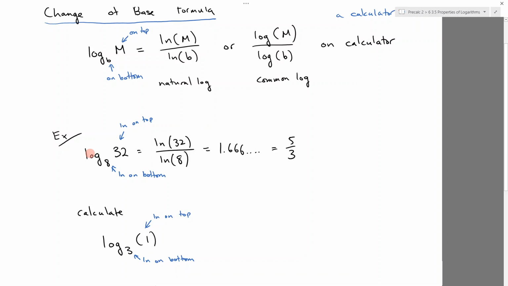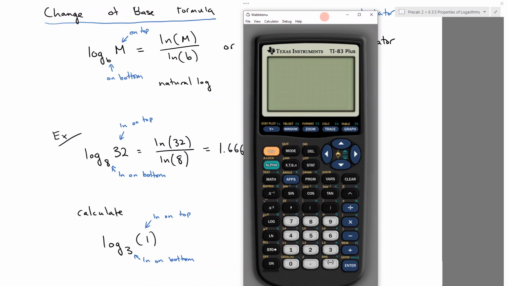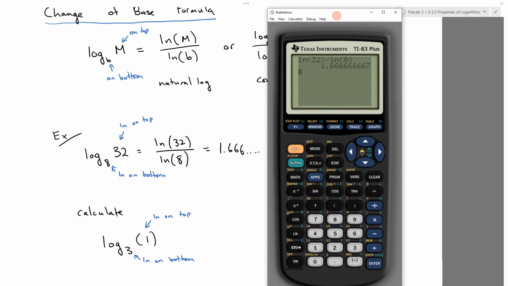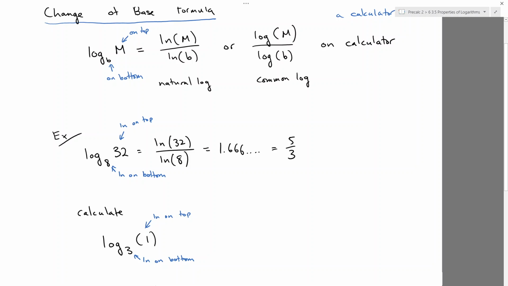Again, say I'm trying to calculate log base 8 of 32. If I use the natural log, the 32 becomes a natural log on top, and the 8 becomes a natural log on the bottom. And so I would enter it into the calculator as natural log of 32 divided by natural log of 8. And we see we have 1.66666 repeating, which is about 1.667. It's the same thing as 5/3.